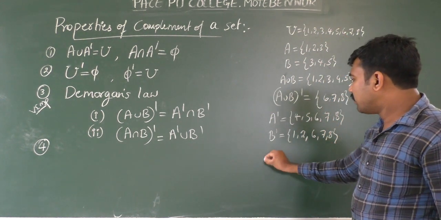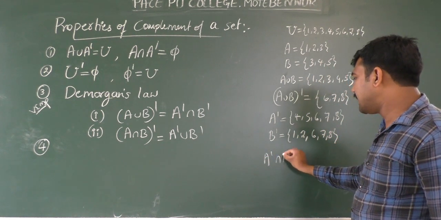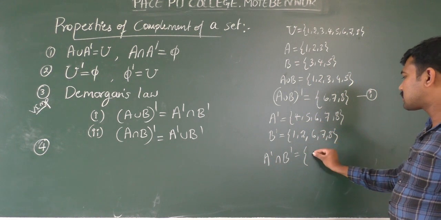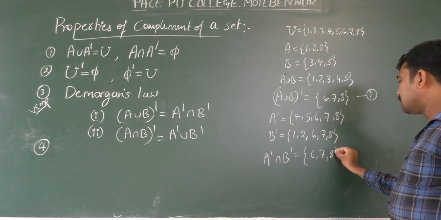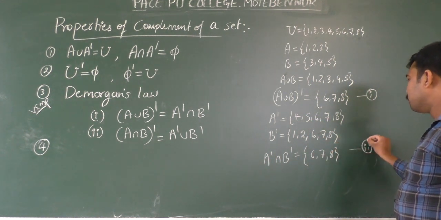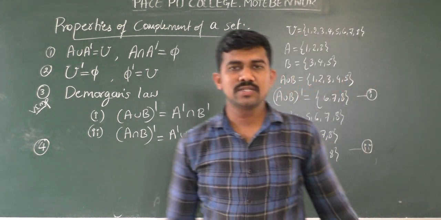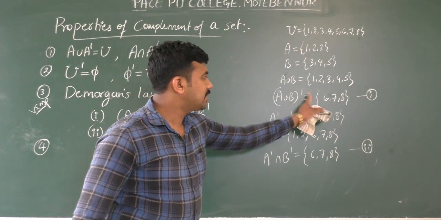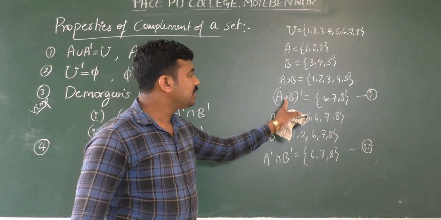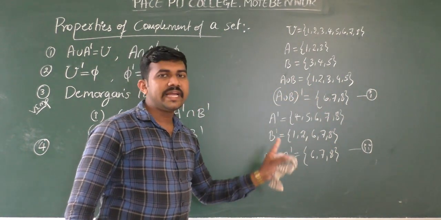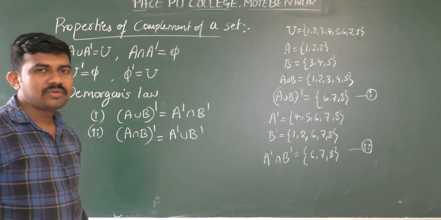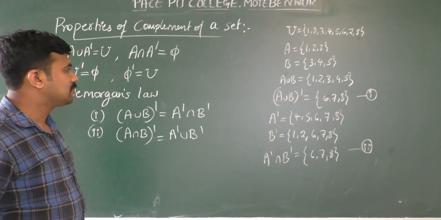Now what is A' intersection B'? What are the common elements we have in these two sets? That is 6, 7, 8. So this is equation number 2, our RHS. So by equations 1 and 2, LHS is the same as RHS, which means (A union B)' is equal to A' intersection B'. Similarly, we can do the next one also, (A intersection B)'.